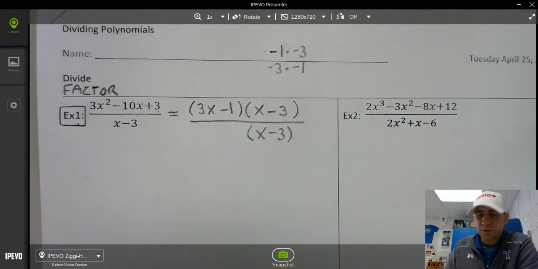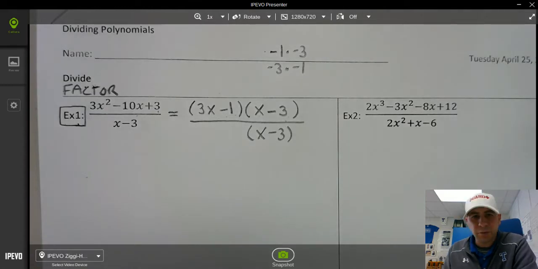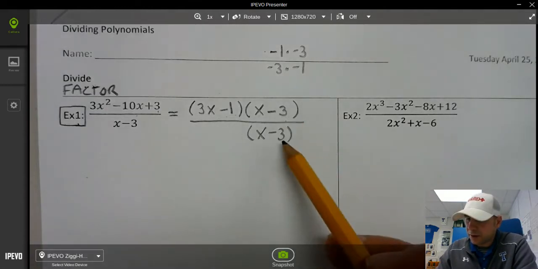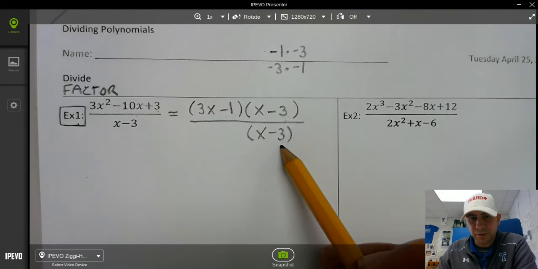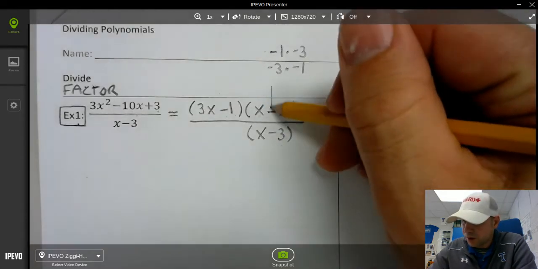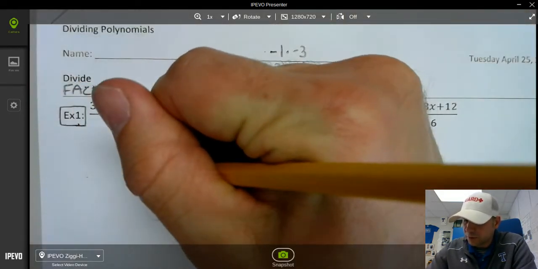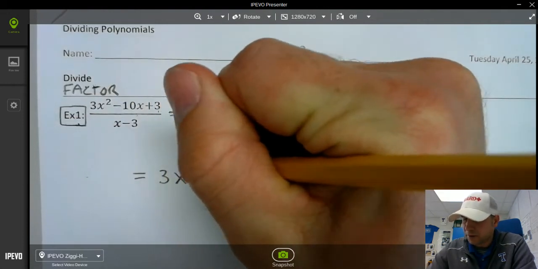Okay, so with it factored, we see that anything divided by itself is 1, so we have x minus 3 divided by x minus 3, which is 1. So we're left with 3x minus 1.